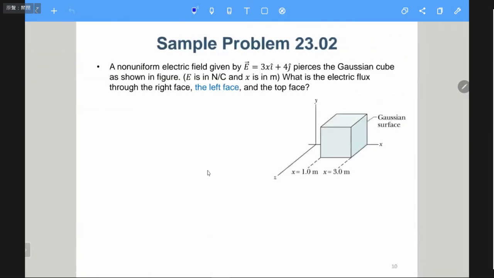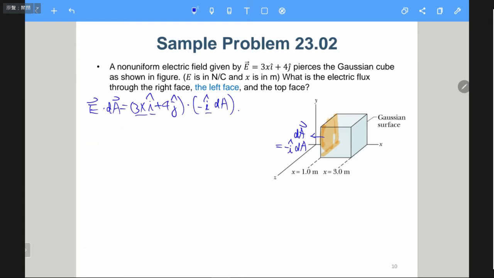Okay. For part B, we try to calculate the left surface. It is nothing special, but here we have dA pointing to the left side, so it should be negative i hat dA. So E dot dA is (3x i hat plus 4j) dot negative i hat dA. So 3x, and i hat dot i hat will be 1, so we have negative 3x dA. And j hat dot i hat will be 0, so we only have this term. Here we have x equals 1 meter, so it is evaluated at x equals 1 meter, giving negative 3 dA.